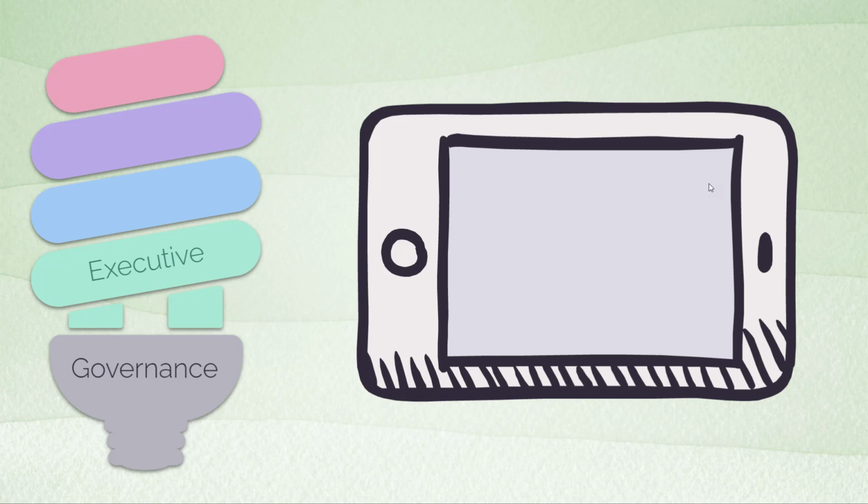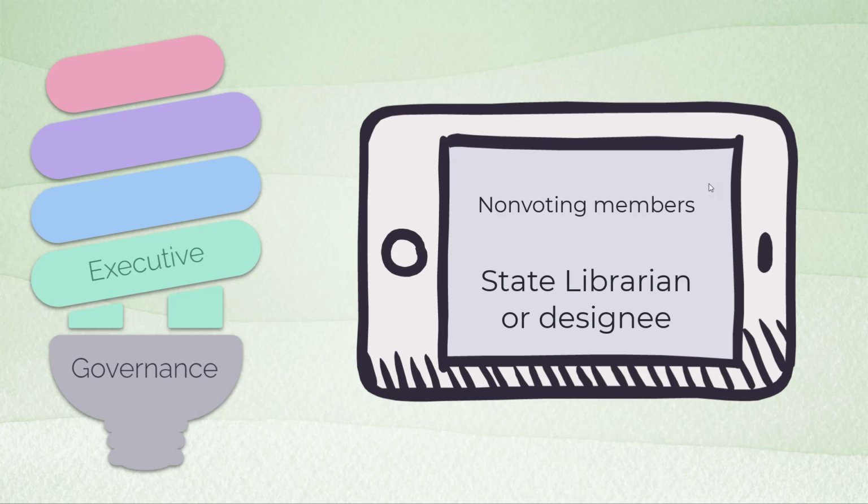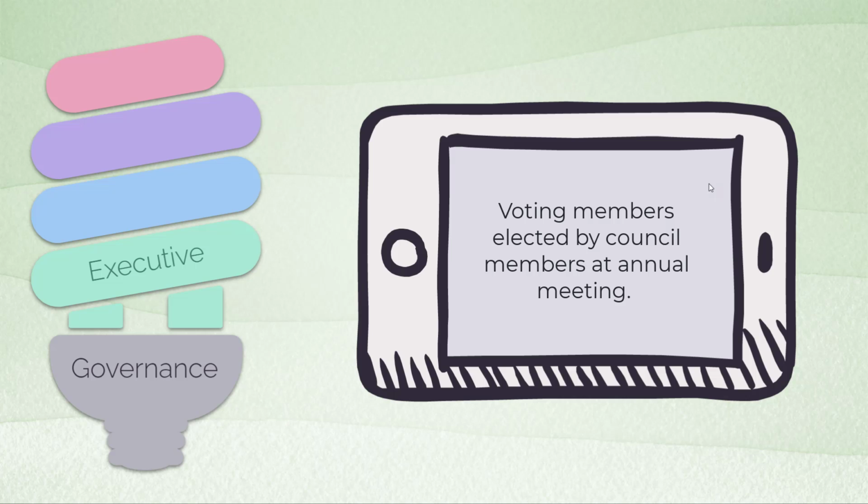Non-voting members of the Executive Committee include the state librarian or their representative, the director of Evergreen Indiana as employed by the Indiana State Library, and 1 representative from both the Association of Indiana Media Educators and the Special Library Association. Voting members of the Executive Committee are elected by a majority vote of the council members at the annual meeting, traditionally held during the Evergreen Indiana Annual Conference.